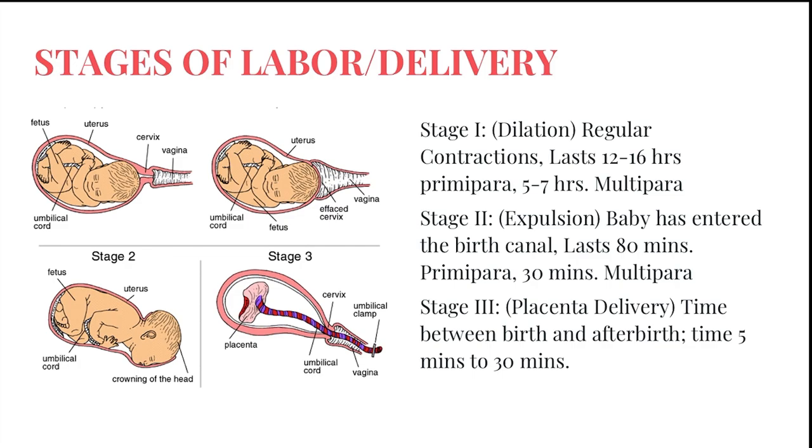So now we've learned how to calculate GPAs. Let's talk about the stages of labor or delivery. So stage 1 is dilation, regular contractions. It lasts from 12 to 16 hours if it's a primipara. So going back, a primipara has had only 1 delivery.